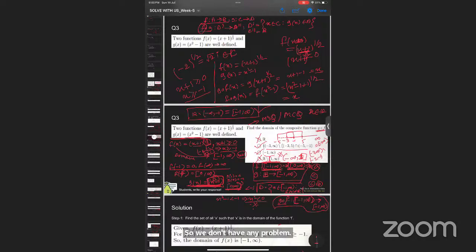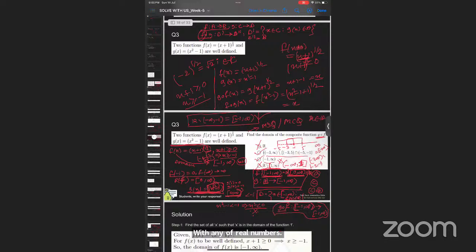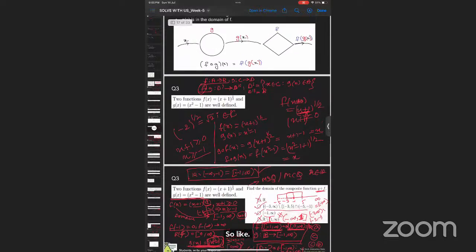I understood what you are saying. I can find the domain of f(x) and g(x) separately, but when it comes to the domain of the whole composite function, it becomes difficult for me to do that. You just need to check this condition. Is there any condition? Can you please write that condition clearly?